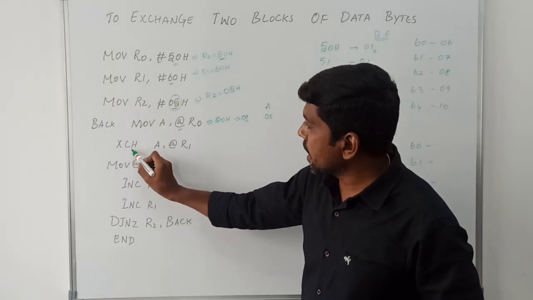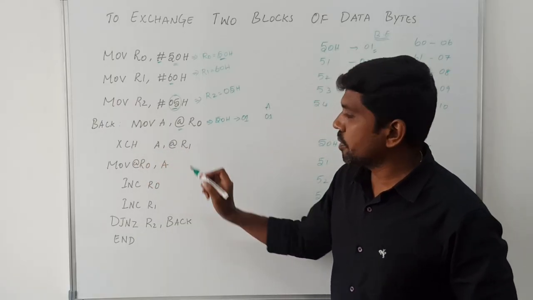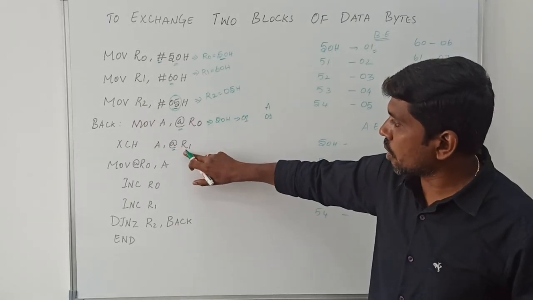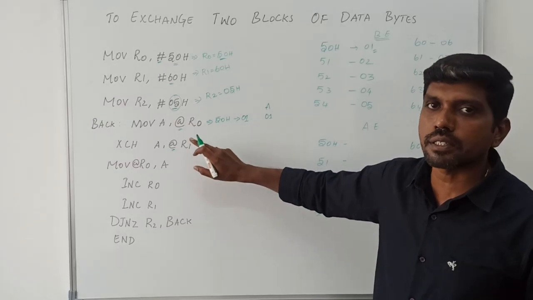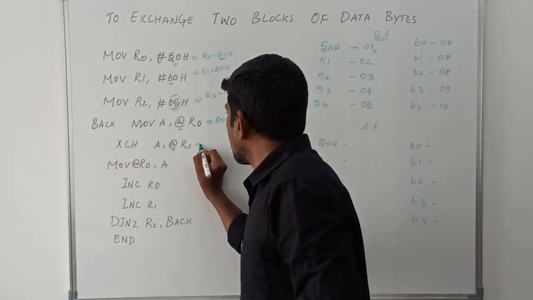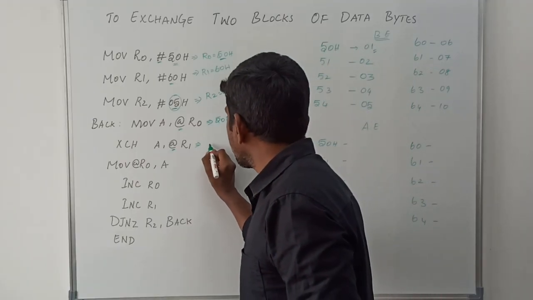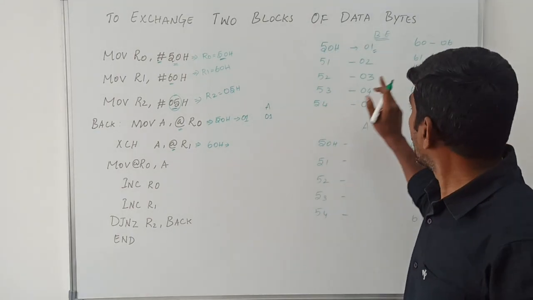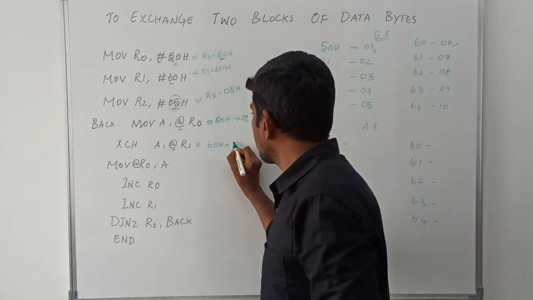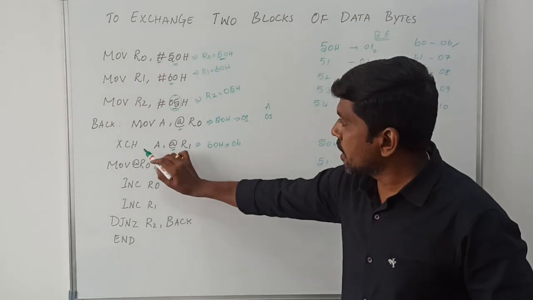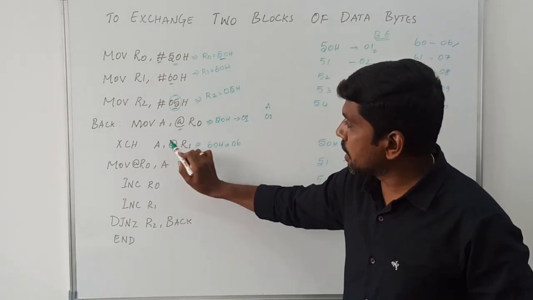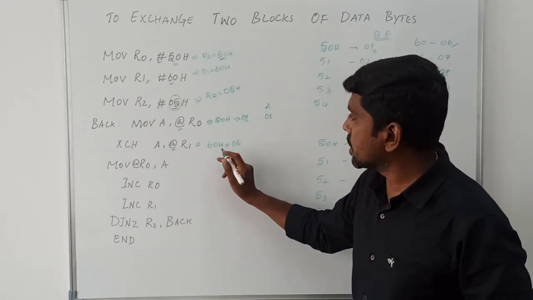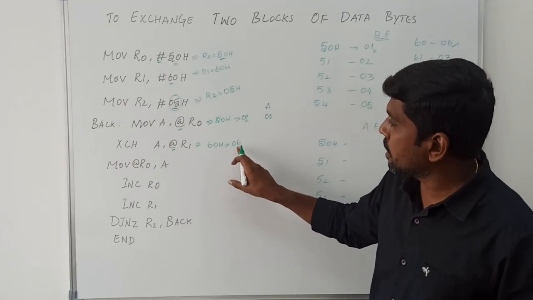Then the next instruction, XCH A, @R1. So here also @ represents that whatever value is present in R1, this value is considered as a memory location. So the R1 value is 60H. This 60H memory location holds the data 06. So we exchange the data between the accumulator and R1. The R1 register holds the memory location 60H, and this memory location's corresponding data is 06.